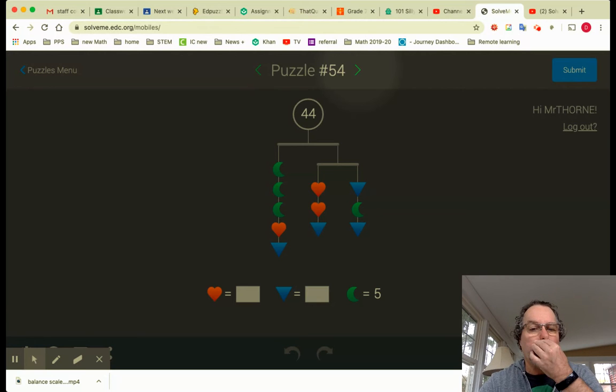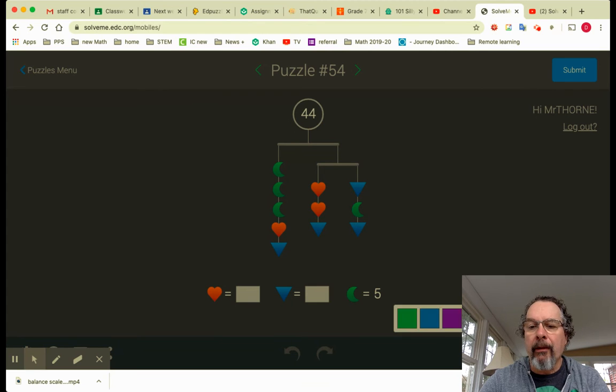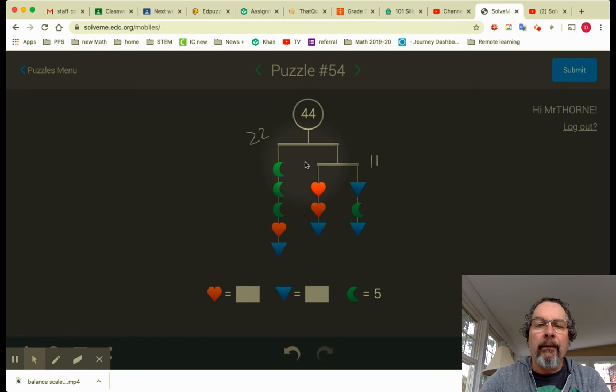Another one. Total of 44. So we know each side is 22. Now, if this side's 22, each of these strands would be 11. It's made up of 5 different pieces. We know that the green moon is 5. That's 15, but we're not sure about those yet.